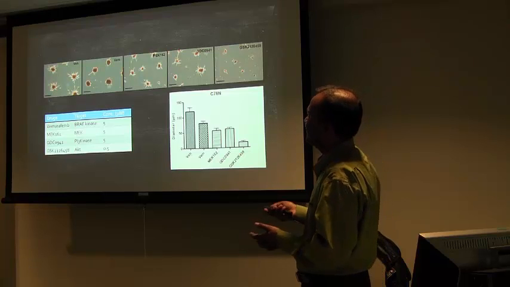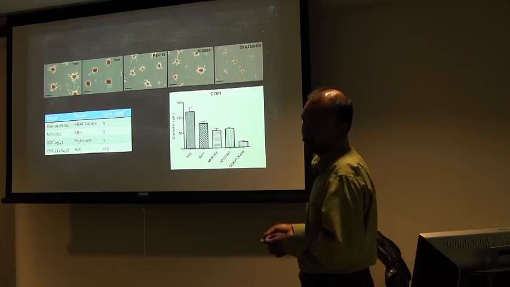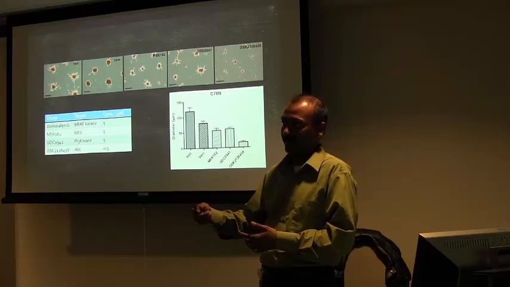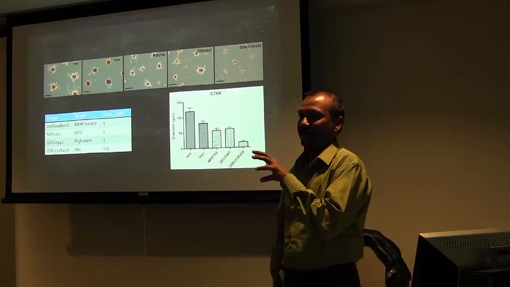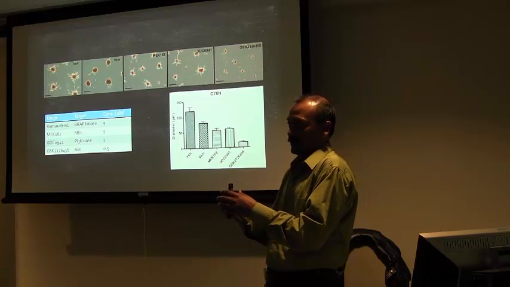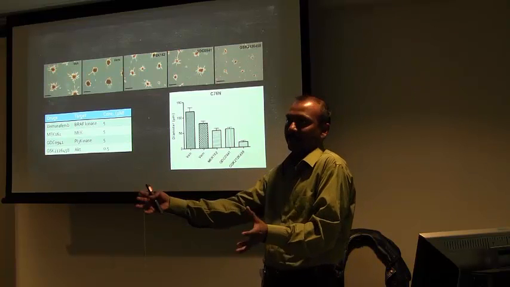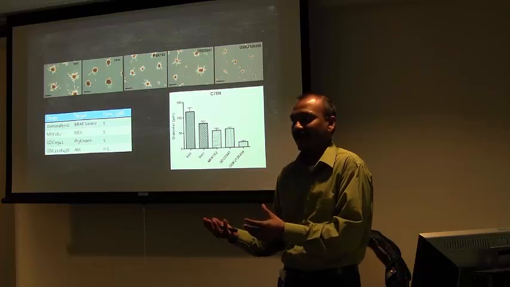But another problem is the core cells will start dying, like I mentioned, the hypoxic core. As we keep going, the colony will grow big to a certain extent, but then it will start dying because the core cells will die.